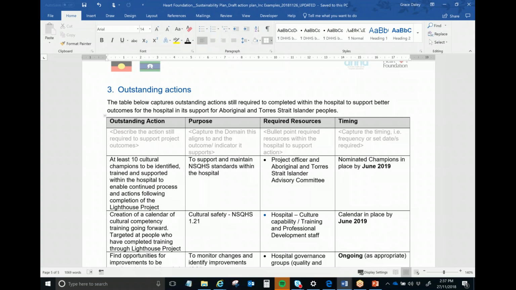The columns you'll see are essentially the same, except the titles have changed to focus on the outstanding action, to be really clear that this action hasn't yet been undertaken or is yet to be completed. The purpose, again, we really believe is worth keeping consistent in alignment to the National Safety and Quality Health Standards. The required resources are capture of people at this point, but I think the point is relevant from the last conversation, that if there is a potential asset or infrastructure investment, it's worth highlighting. And the timing is ideally when that action will be completed by, and at what points that potential decision will need to be made.